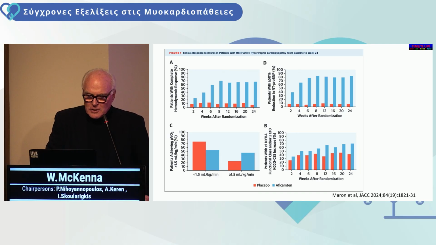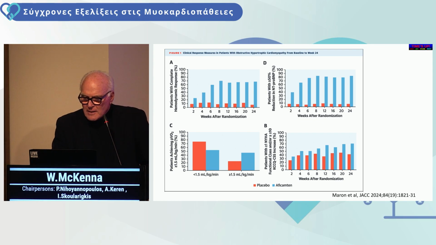So there's complete abolition of the gradient. Again, red is placebo, blue is active. So within 4 to 6 weeks, none of the placebo patients are getting an effect, or very few of them, and yet you're getting a very strong effect. You're getting rid of the gradient in the majority of patients, and it's persisting.